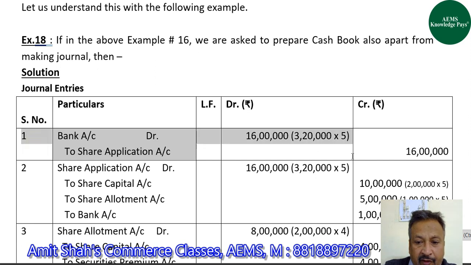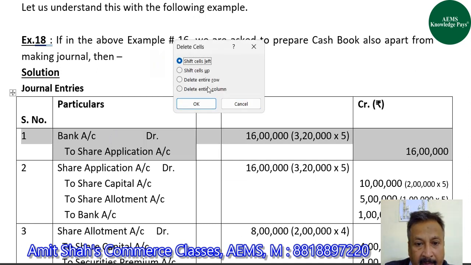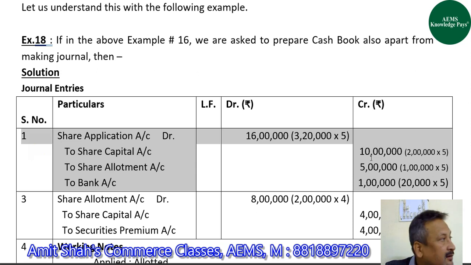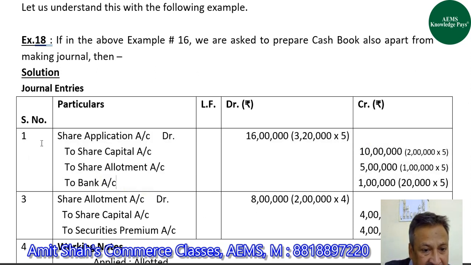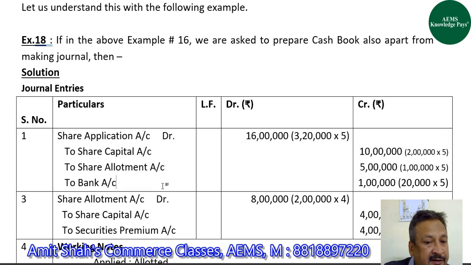The first journal entry would not be passed because in this we have bank involved and there is only bank, right? So this would not be passed. This would be our first entry. Correct, guys? But in this also bank is involved. It doesn't mean that the entire entry would not be passed. Only the bank part would not be passed.